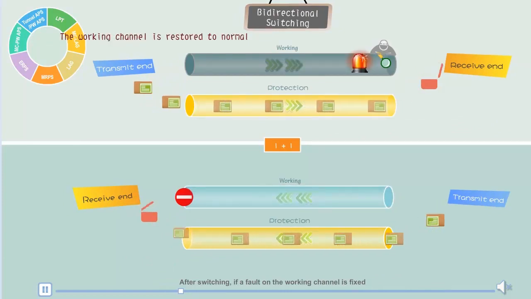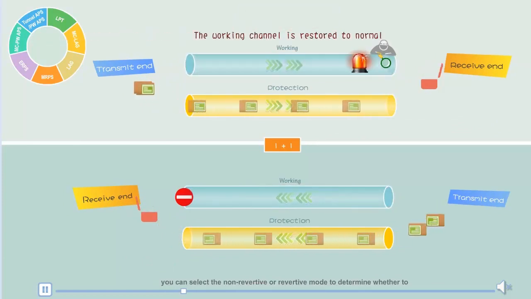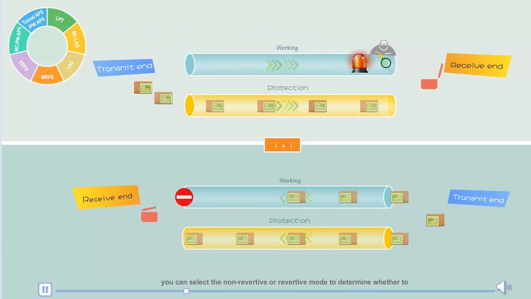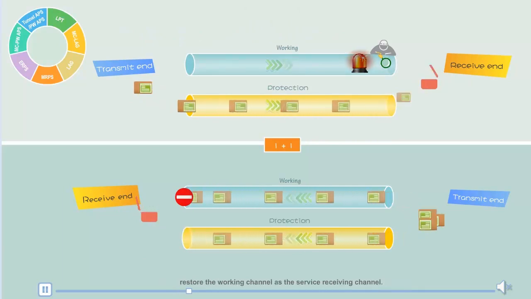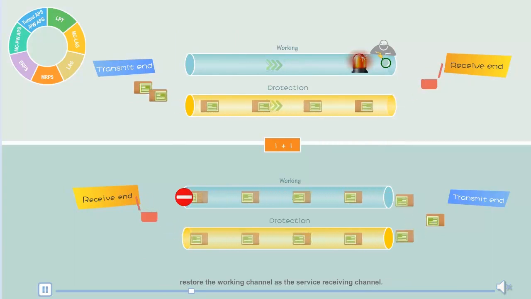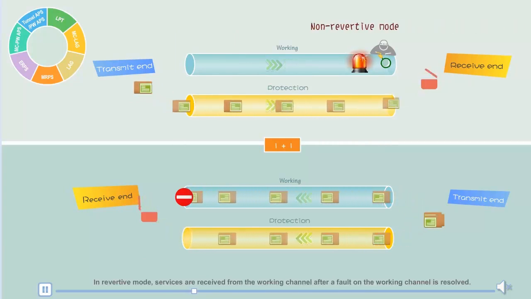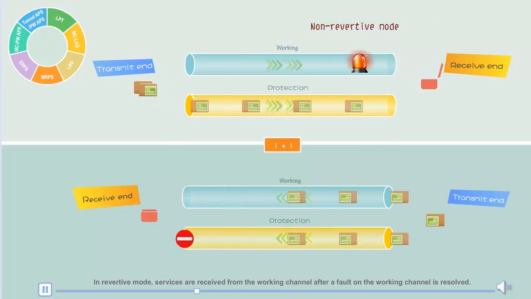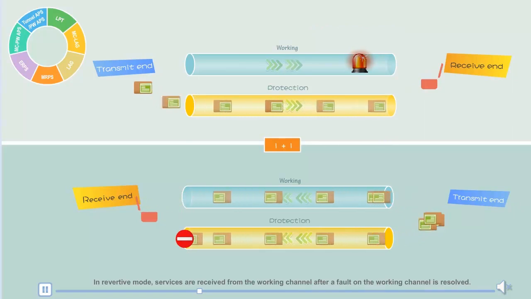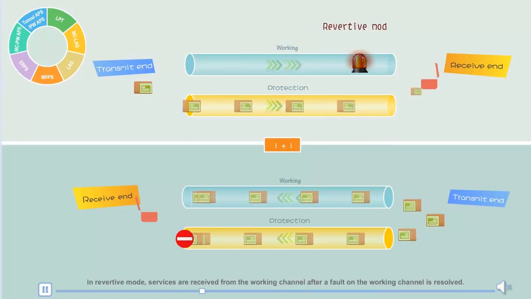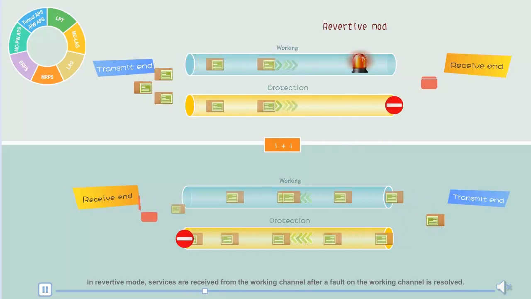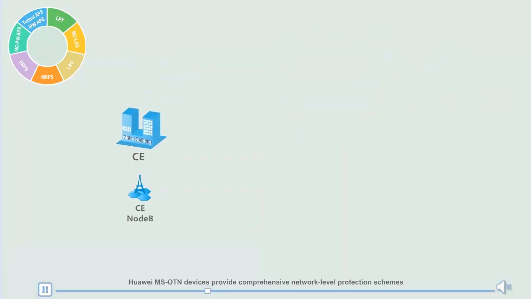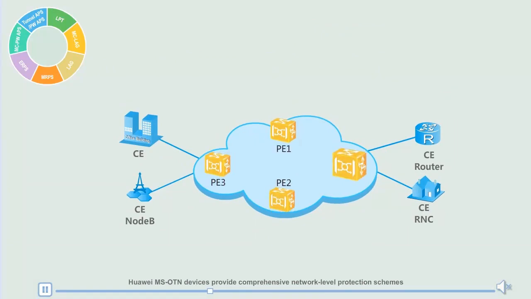After switching, if a fault on the working channel is fixed, you can select the non-revertive or revertive mode to determine whether to restore the working channel as the service receiving channel. In non-revertive mode, services are still received from the protection channel even after a fault on the working channel is resolved. In revertive mode, services are received from the working channel after a fault on the working channel is resolved. Huawei MS-OTN devices provide comprehensive network-level protection schemes to meet service transmission reliability requirements at the packet layer.